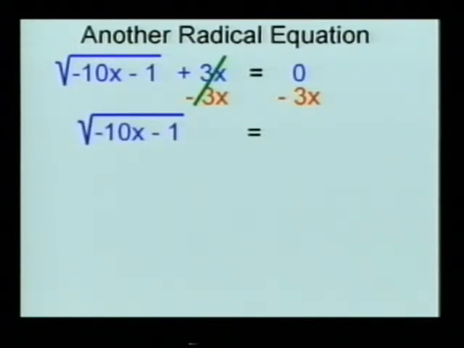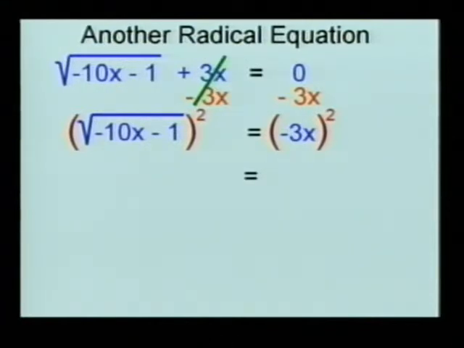I've isolated that radical, and I have a minus 3x on the right. Now, how am I going to get rid of the radical? Now I use my secret weapon! That's right, square it. Well, if I do it on the left, I have to do it on the right.